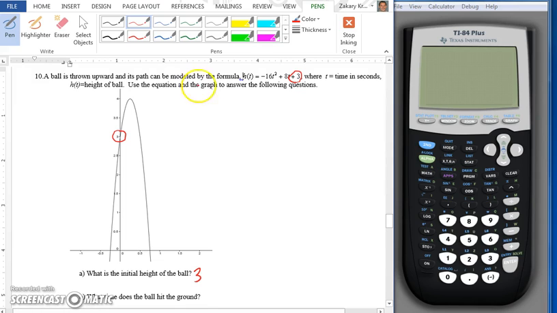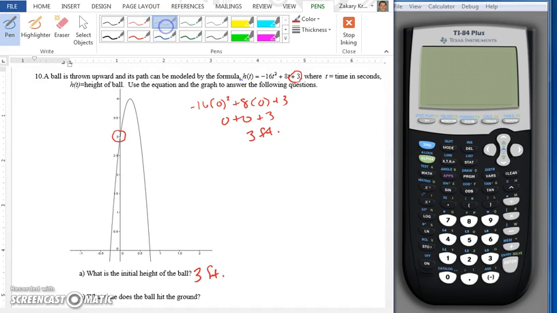Or finally, if we plug in -16 and we plug in 0 for the time because it hasn't started yet, plus 8 times 0 plus 3, we get 0 plus 0 plus 3, and then we're just left with 3 feet there. So there's a couple ways that we can find that. So the initial height of the ball is going to be 3 feet.